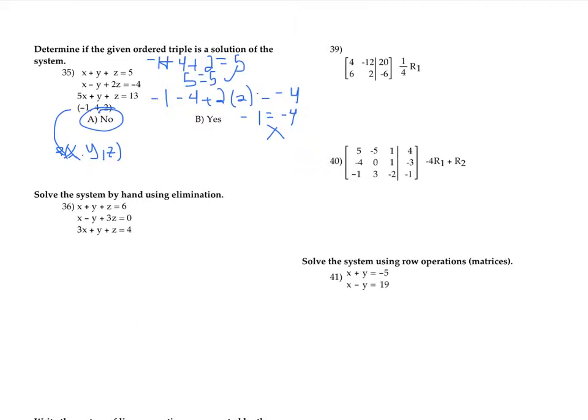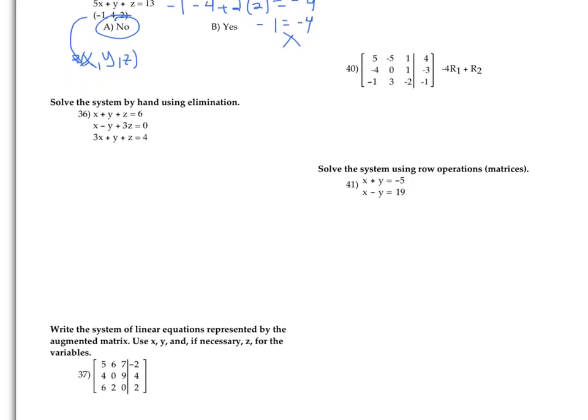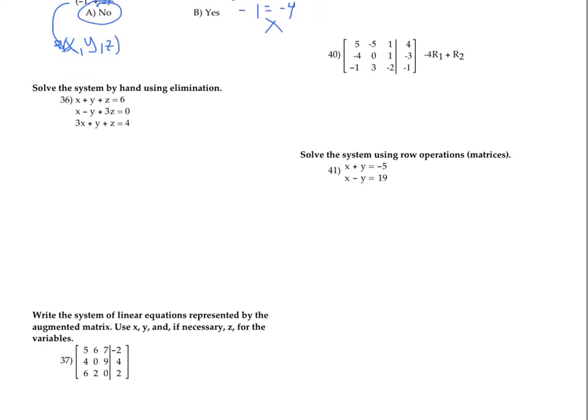36. Solve the system by hand using elimination. Now this one can seem pretty tough, but it also can be kind of straightforward. Like, I believe you can do this. Let's add these first two equations together, because if I add them together, the y's will cancel out, because one's a plus y, one's a negative y. So this gives me 2x, the y's cancel, plus 4z equals 6.